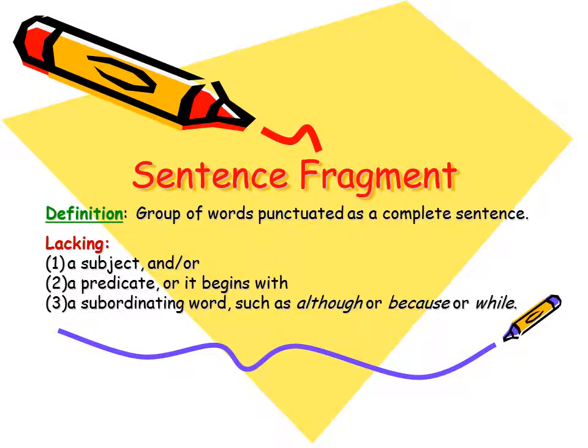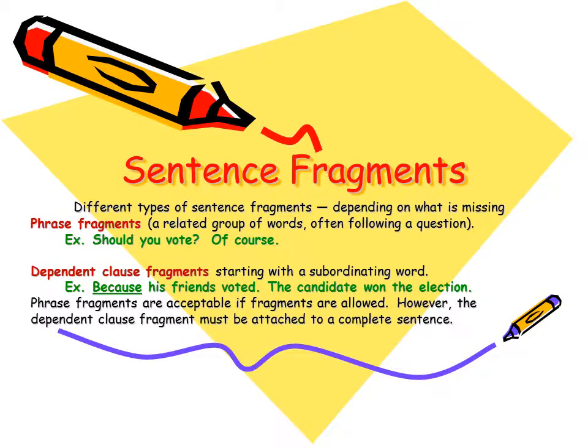Now, sentence fragments occur when you have a group of words that you treat as a complete sentence, but it will lack a subject, a predicate, or it may begin with a subordinating word such as although or because or while. And there's different types of these fragments. One common thing is the phrase fragment. Should you vote? Of course. Now that could slip into your writing if you're asking questions.